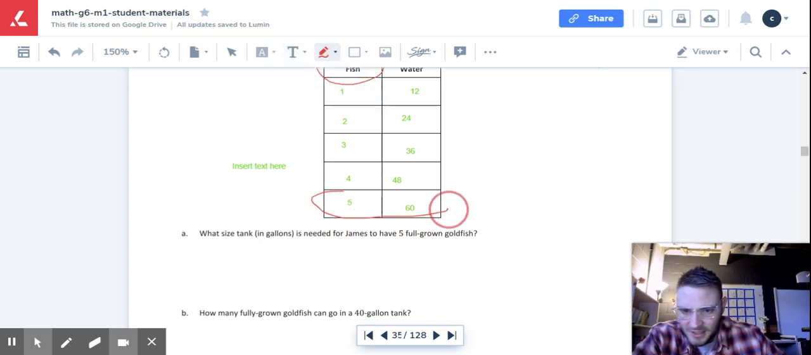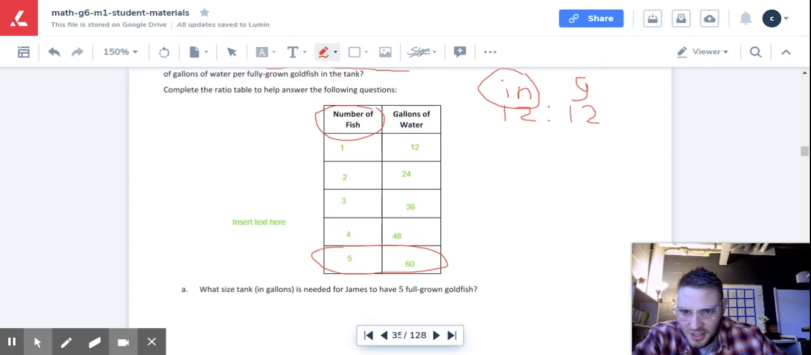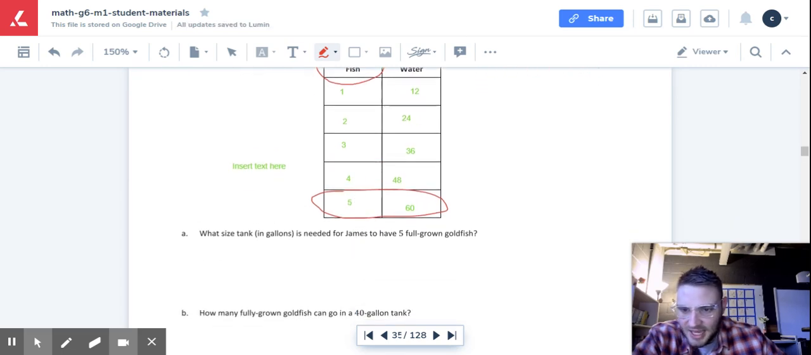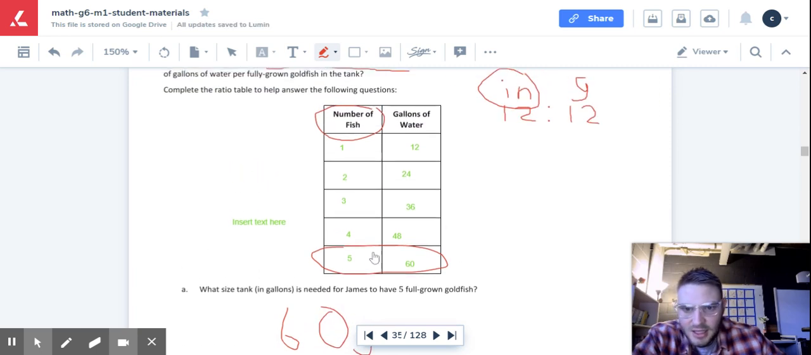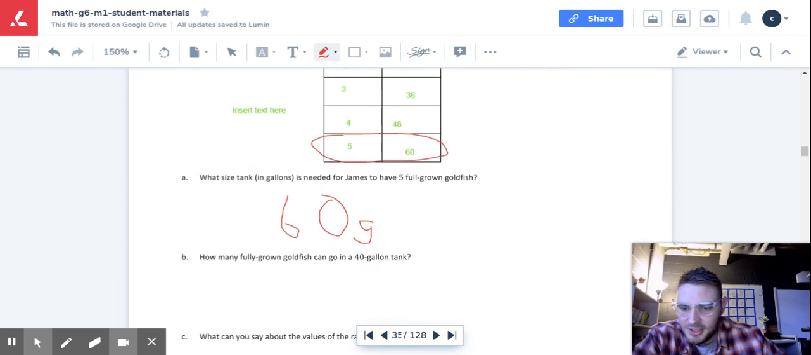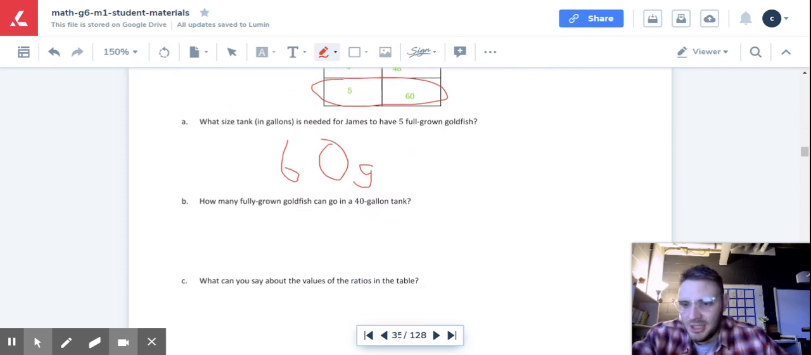What size tank in gallons is needed for him to have 5 full grown goldfish? Very simple. It's right here. 5 fish, number of fish, 60 gallons. So we're going to say 60 gallons. We use a lowercase g for gallons. Actually, you're supposed to use an uppercase G for gallons, but it's okay. We're just using a G.